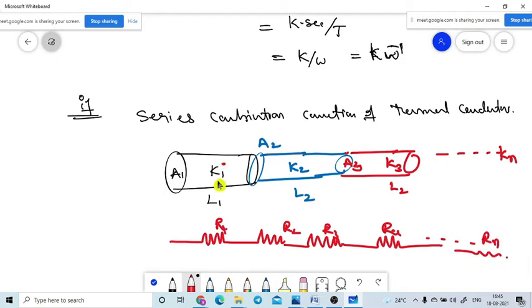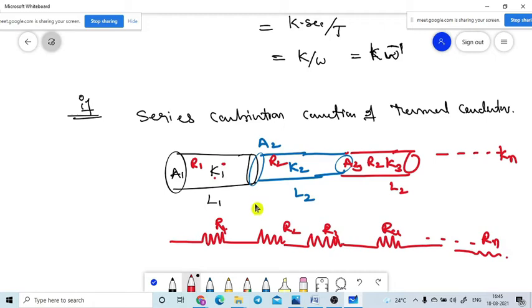In the similar manner, the thermal resistance is K. Can I take the thermal resistance R1? So thermal resistance is R2, thermal resistance is R3. Like this can I take, na?